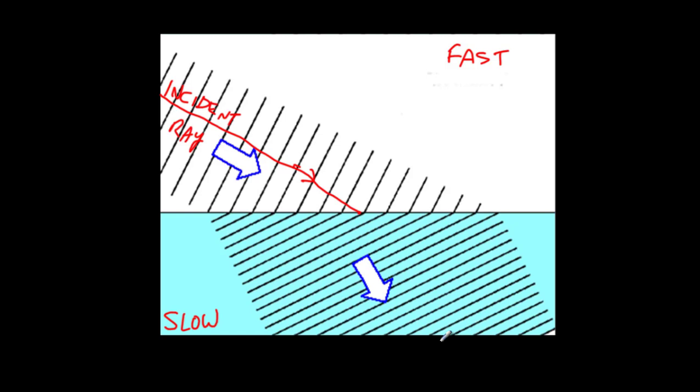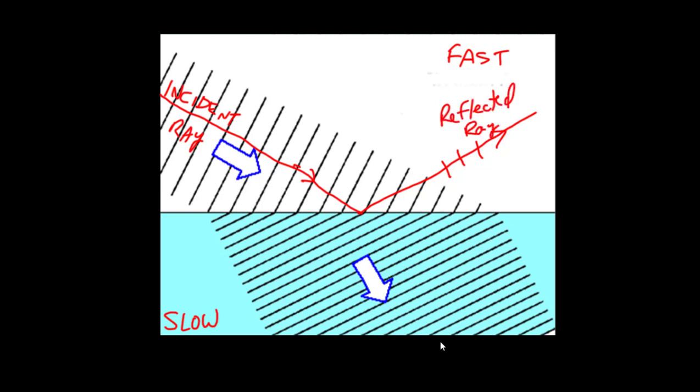Some of that wave would reflect off the boundary, and it would go off in about that direction, and of course there would be the wave fronts. I'm not going to draw them all, but there would be wave fronts perpendicular to that ray. This would be called the reflected ray.